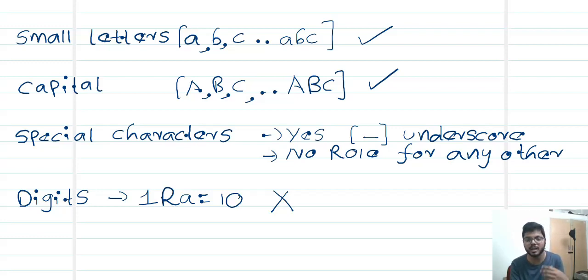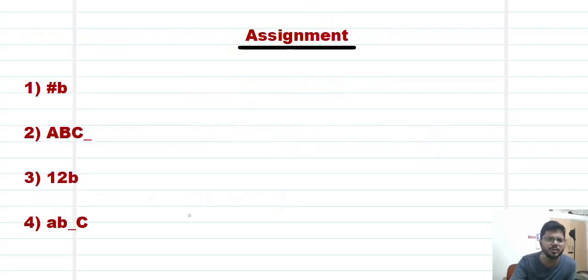By this, you have got some idea. Now I will give an assignment. You just need to type your answers in the comment section. I have 4 questions for you. The first is #B, ABC_12B, and AB_C. For these, you need to tell whether they are valid or not. I need 4 answers in the comment section from every one of you.